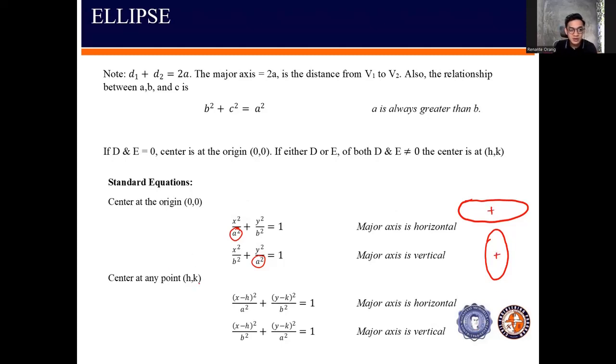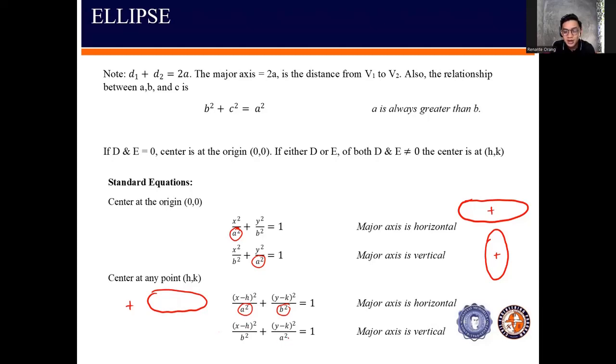So, what if our center is at any point (h, k), or not at the origin? Take note, it is still the same as earlier. If the value of the denominator under the squared x is greater than the value of the denominator under the squared y, our major axis is horizontal. It means our figure is something like this, and the center is somewhere else, anywhere, as long as it is not at the origin of our ellipse.